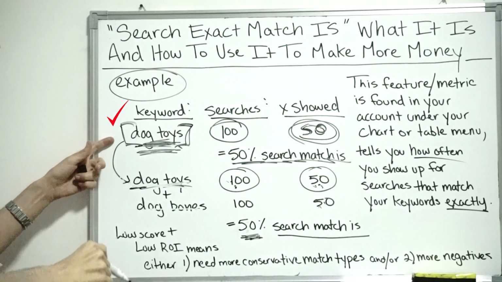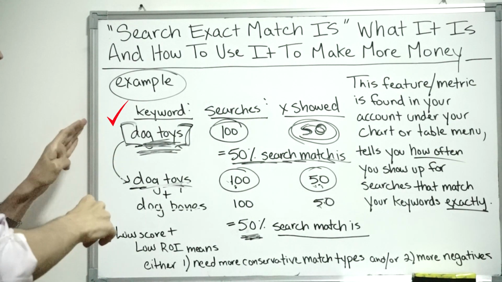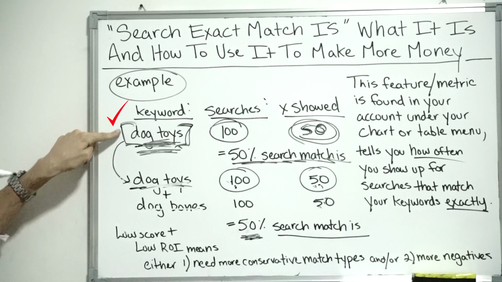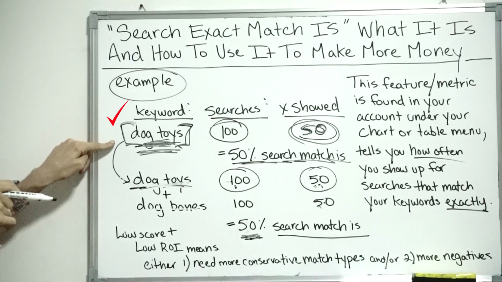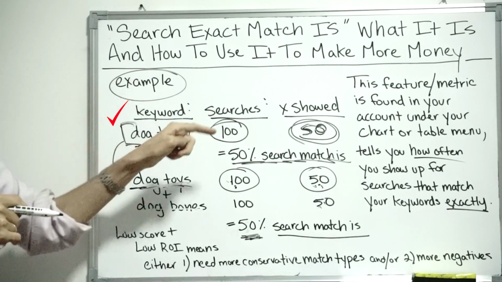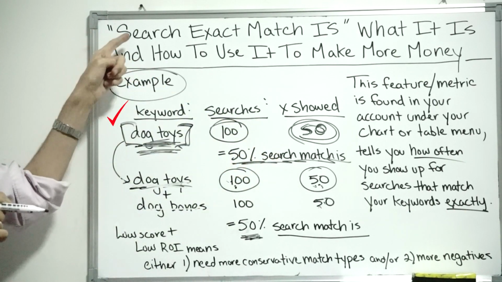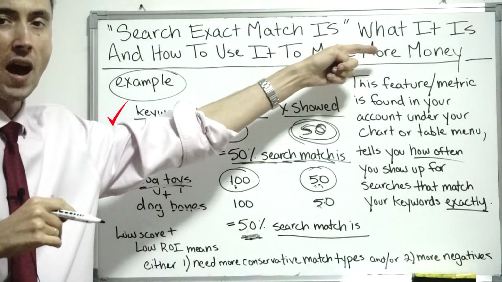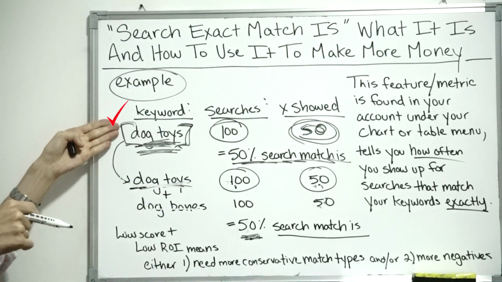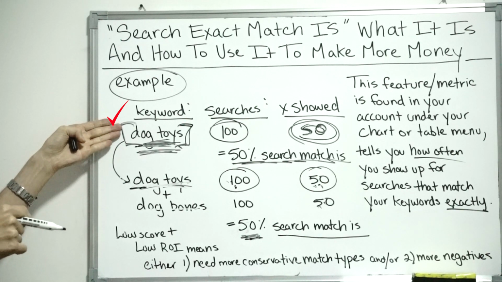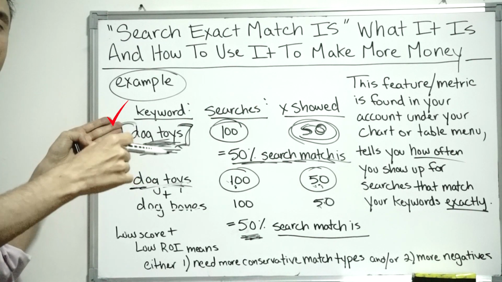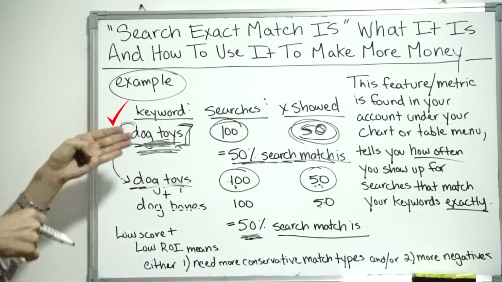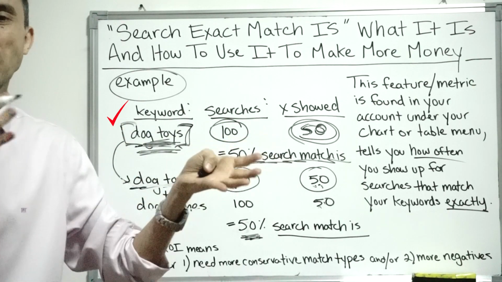What I meant to say here was, and sorry if I got this twisted a little bit, with exact match keyword match type, your search impression share is always going to match the search exact match score. Why? Because you only show up for searches that exactly match your keyword. So it doesn't help you do anything.